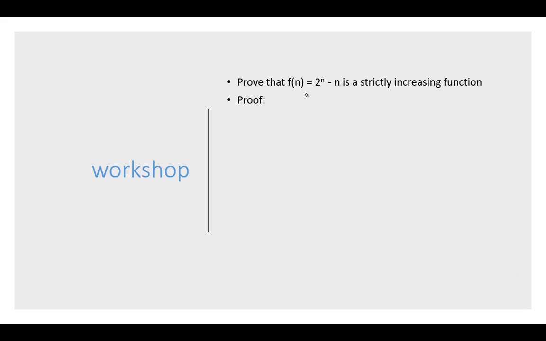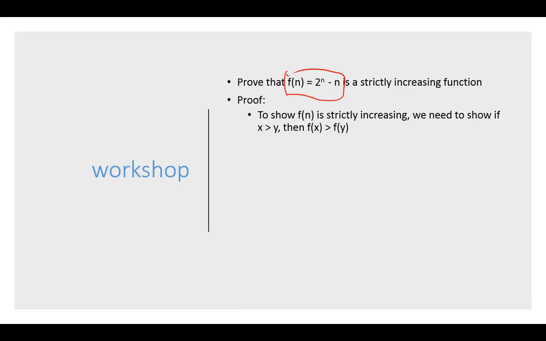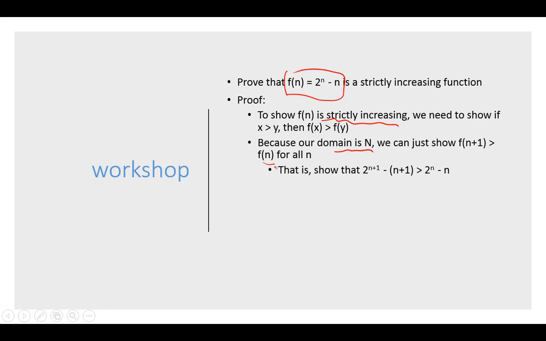So let's want to prove here next that f(n) equals 2^n minus n is a strictly increasing function. So how does the proof go? To show that f(n) is strictly increasing, we need to show that if x is greater than y, then f(x) is greater than f(y). Because our domain is the natural numbers, we can just show that f(n+1) is greater than f(n) for all n. That is, we want to show that this fact is true. That means 2^(n+1) minus (n+1) is greater than 2^n minus n.